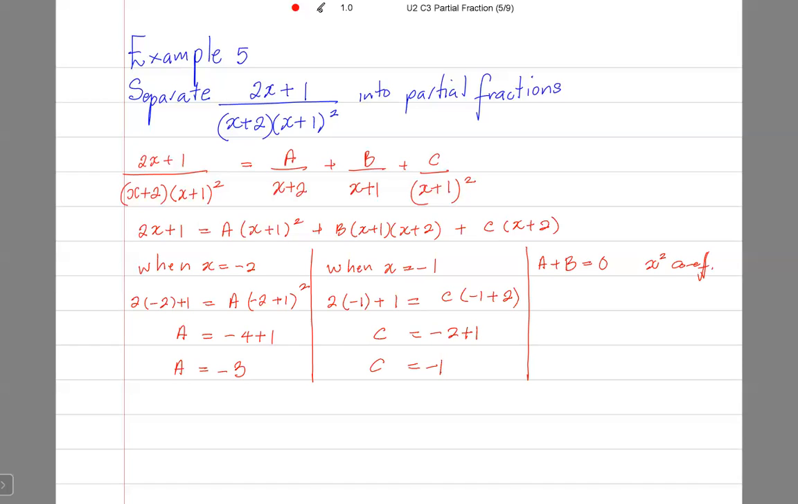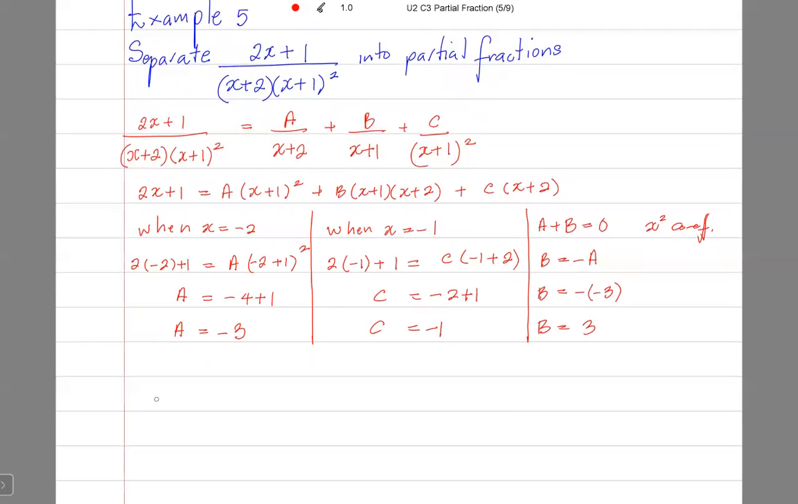There's no term in x squared on the left, so the x squared coefficient on the left is 0. Therefore, B would be equal to minus A. So B would be equal to minus whatever A is, which is minus 3. And negative times a negative is a positive. B is equal to 3.